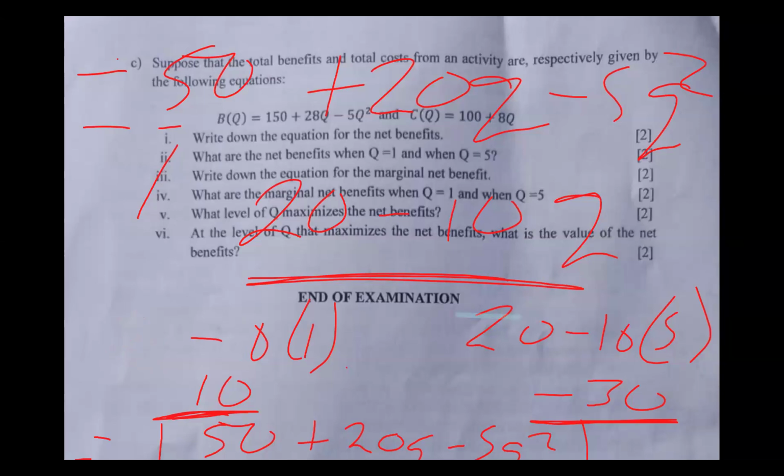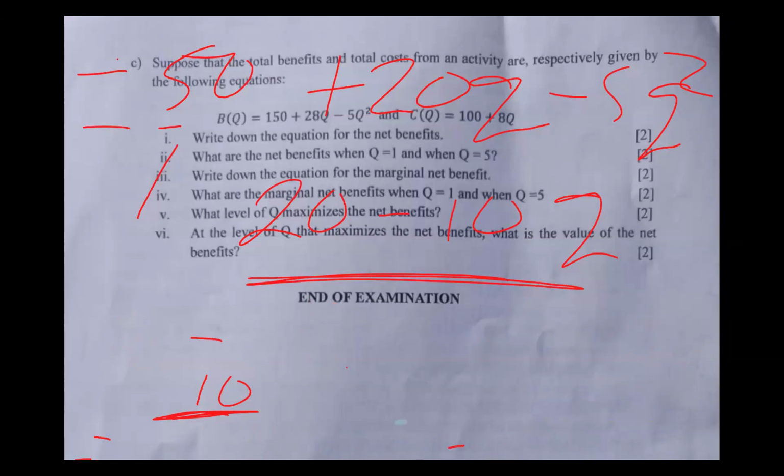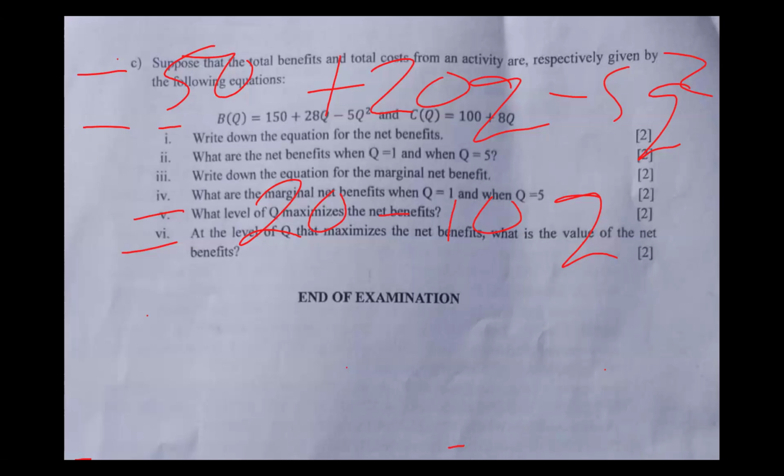Okay. So if you want to write down the equation for the marginal net benefit, you simply have to differentiate the net benefit equation as well, which is simply what we have already done. The net benefit function is here, so you differentiate it, and the output that you find is actually what we're talking about. Then part 4 of the question is saying, what are the marginal net benefits at Q1 and Q2?